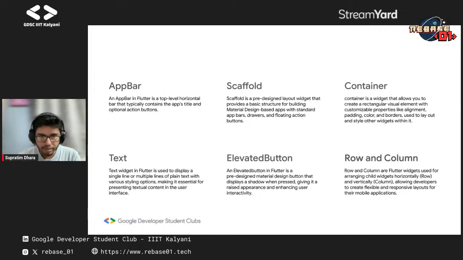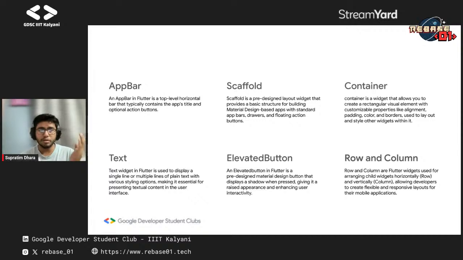And next is elevated button. Elevated button is a type of button that is part of the material package. And elevated button is one of the most used buttons in Flutter apps. How it looks is, you get a shadow behind the button and it looks cute. It's also a pre-designed element. You can pass in your color, your size, and your text if you want to have it. And these are some of the properties that the elevated button takes in.